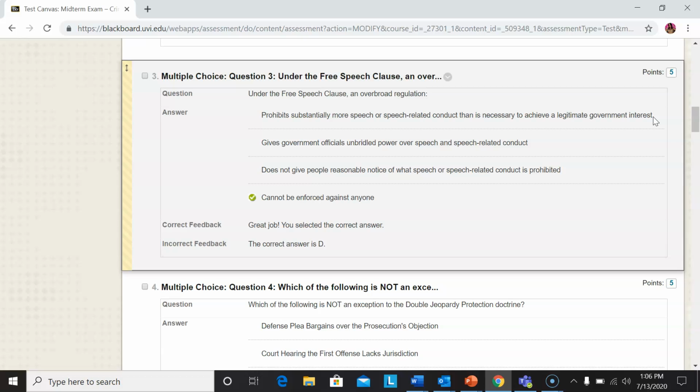So to have both of those things be outlawed, starting a riot and talking bad about the president, that is overbroad. That regulation is prohibiting you from doing things that you're allowed to do under the Constitution. It's unconstitutional because it's overbroad. It's prohibiting substantially more speech or speech-related conduct than is necessary. But if it can pass strict scrutiny, then it will be constitutional.